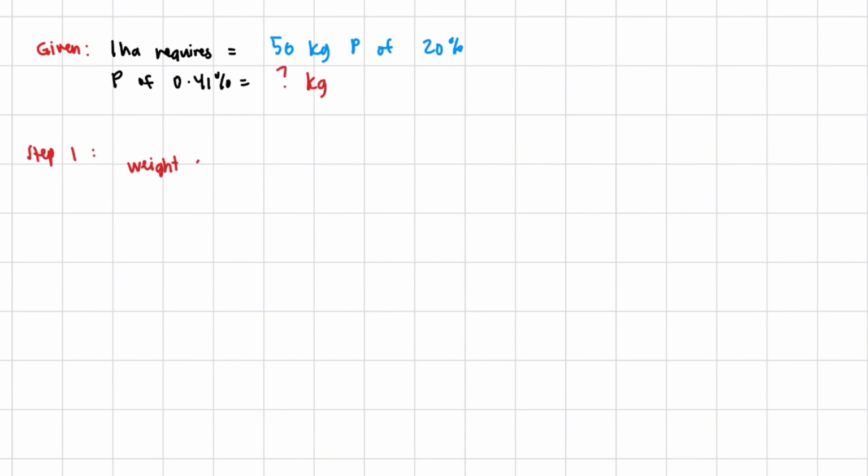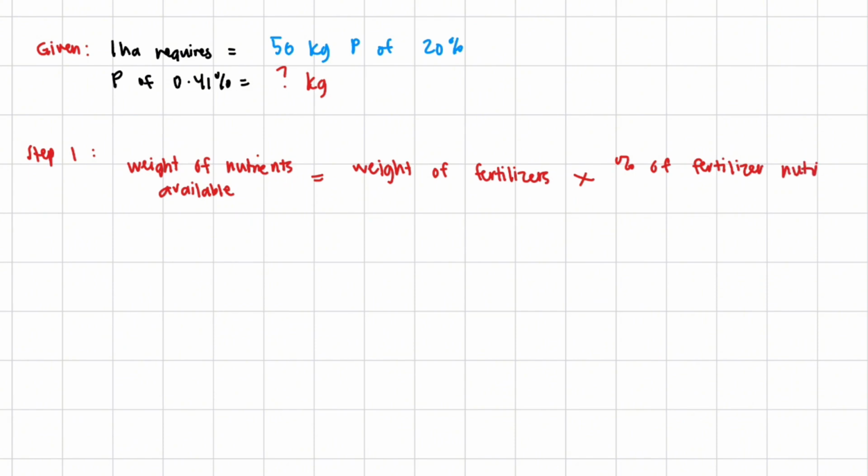So for step 1, this is to determine the amount of phosphorus in 50 kilograms inorganic fertilizer. So the formula would be weight of the nutrients available is equal to weight of fertilizers times percent of fertilizer nutrient available for use, which is in decimal. So that is 50 kilograms times 0.20 phosphorus, and that is 10 kilograms.